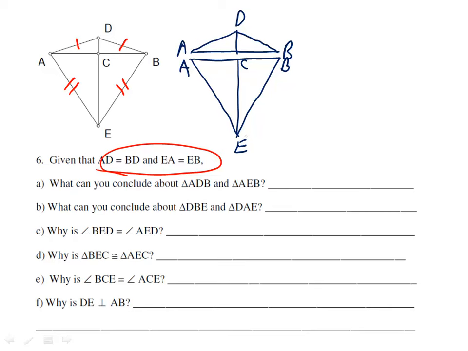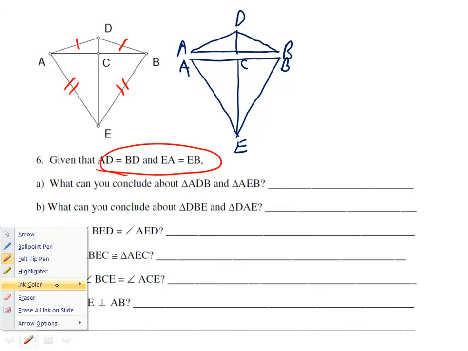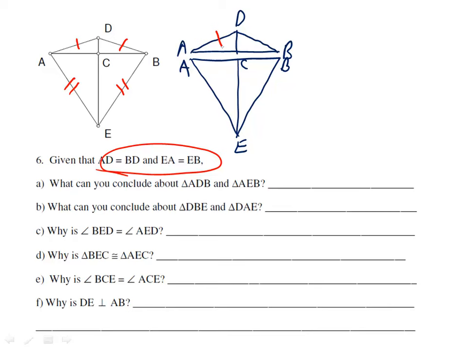Alright, so ADB, and marking it up again, so we can see what it was. It was this, and this, and this, and this. And you probably didn't need to do that to see this one, because it's pretty straightforward. But it does help sometimes to get them separated. What can you conclude about triangle ADB and triangle AEB? Well, they are isosceles. This is what we're looking for there. They have each a pair of equal sides.